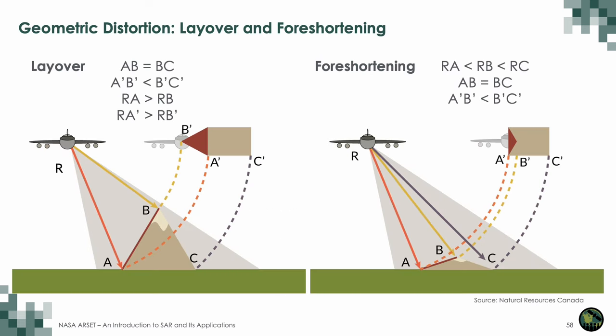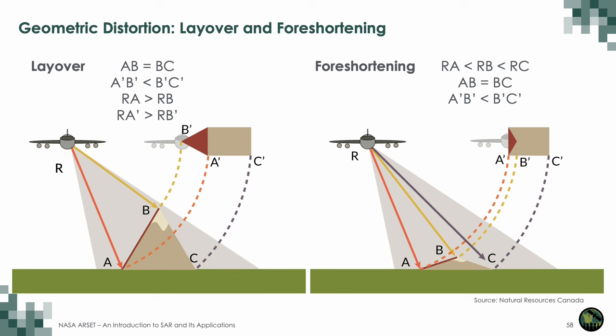Similar to the distortions encountered when using cameras and scanners, radar images are also subject to geometric distortions due to relief displacement. Radar foreshortening and layover are two consequences of relief displacement. Layover on the left occurs when the radar beam reaches the top of a tall feature, in this case B, of a mountain, before it reaches the base of the mountain, A.